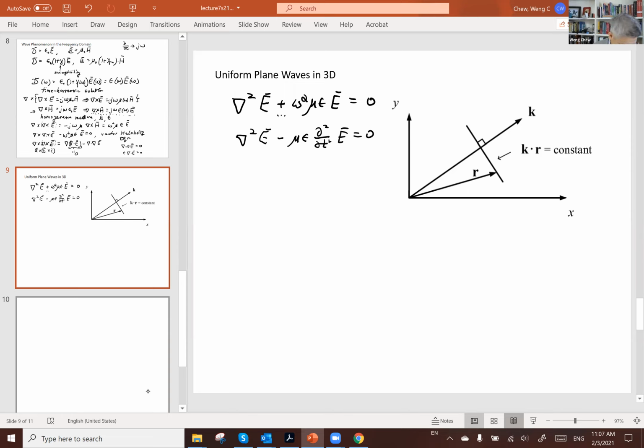Okay, now we can reduce the vector Helmholtz equation into three scalar Helmholtz equations of this form. If I take the X, Y, Z components, each of the components will satisfy this equation. And this is called the scalar Helmholtz wave equation. And how do I solve this problem? Well, let me do a very simple case, where I assume that the electric field in general in the frequency domain has only an X component.